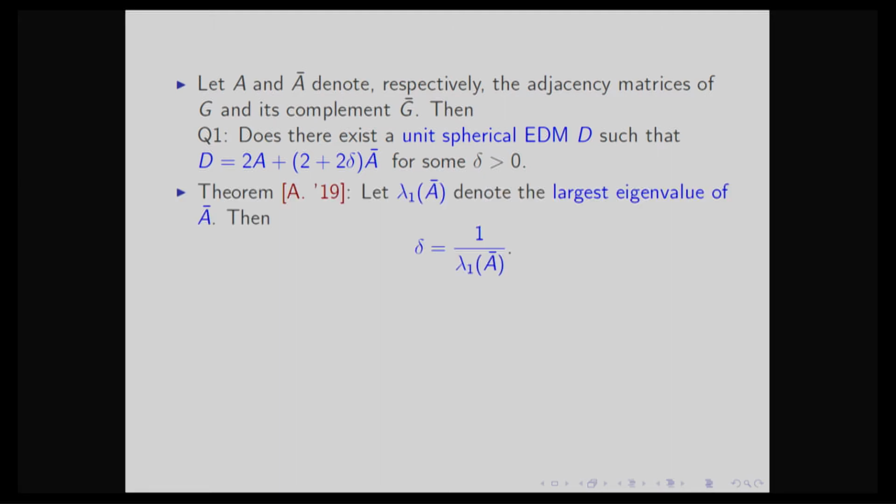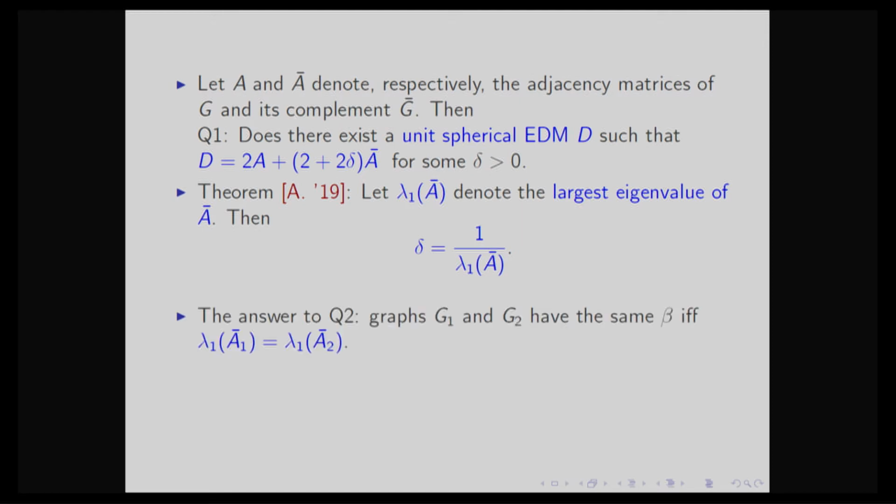Okay, here's the theorem. If lambda 1 is the largest eigenvalue of A bar, the adjacency matrix of the complement, then delta is equal to 1 over lambda 1 of A bar. As a result, you can answer question 2 easily. Two graphs have the same beta if and only if the largest eigenvalues of the adjacency matrices of the complement graphs are the same.